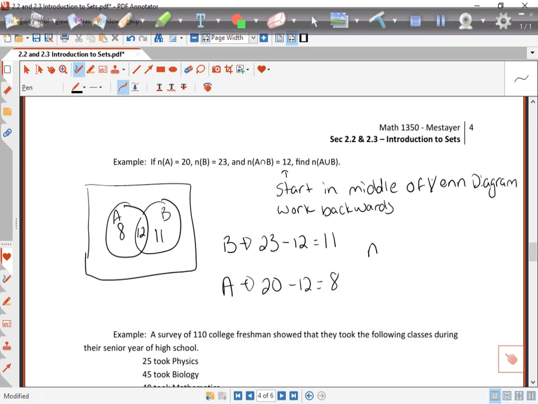Now, to find the number in their union, we need to add these numbers up. So 8 plus 12 plus 11, and that gives me 31. So in their union, we have 31.